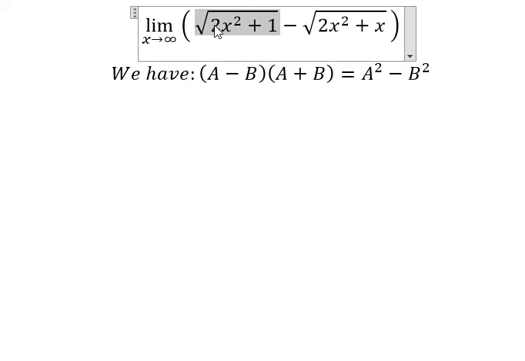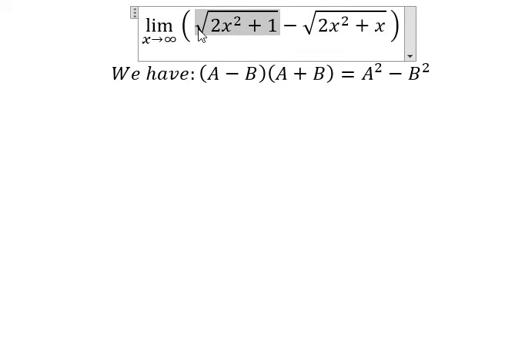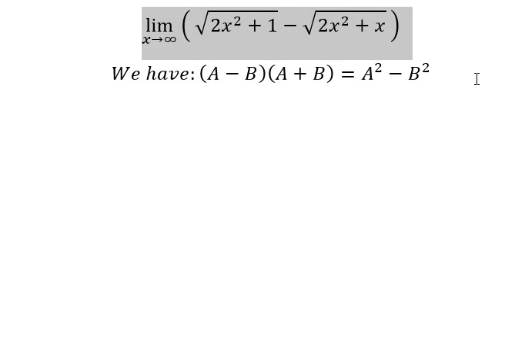So this one is A, this one is B, to create A squared minus B squared, because I want to cancel the square root. So we need to have the power 2 in here. So we need to multiply by A plus B on numerator and denominator.